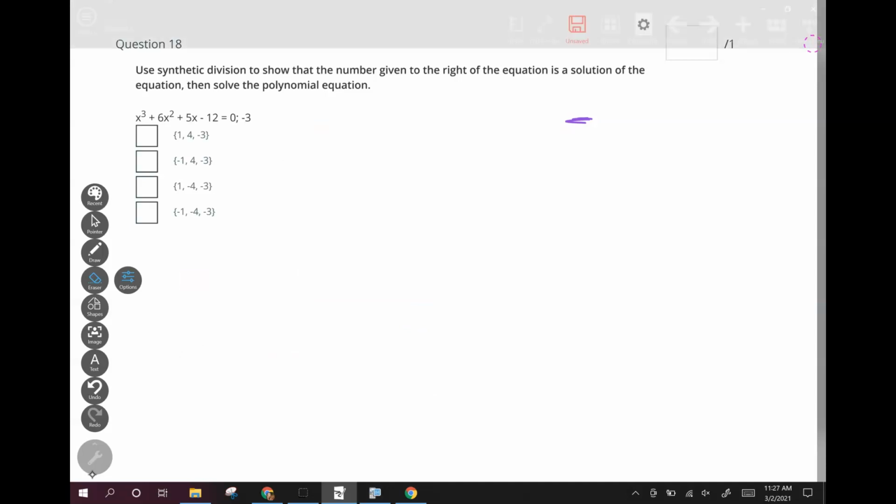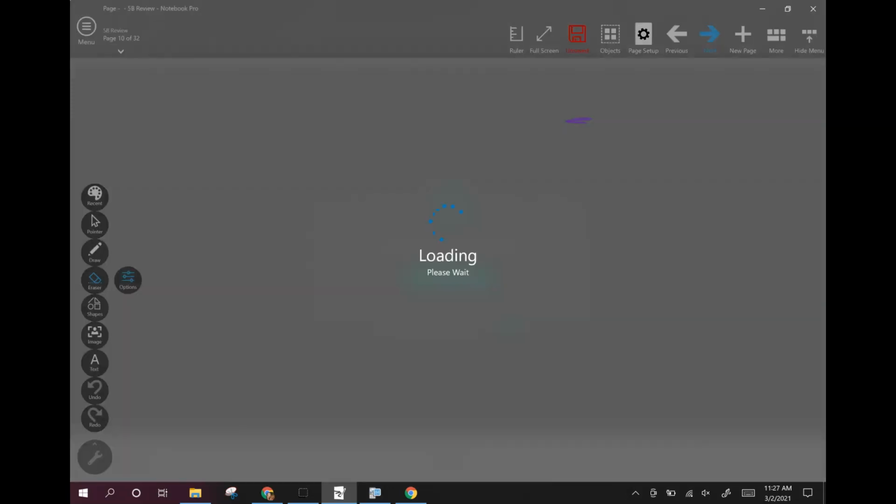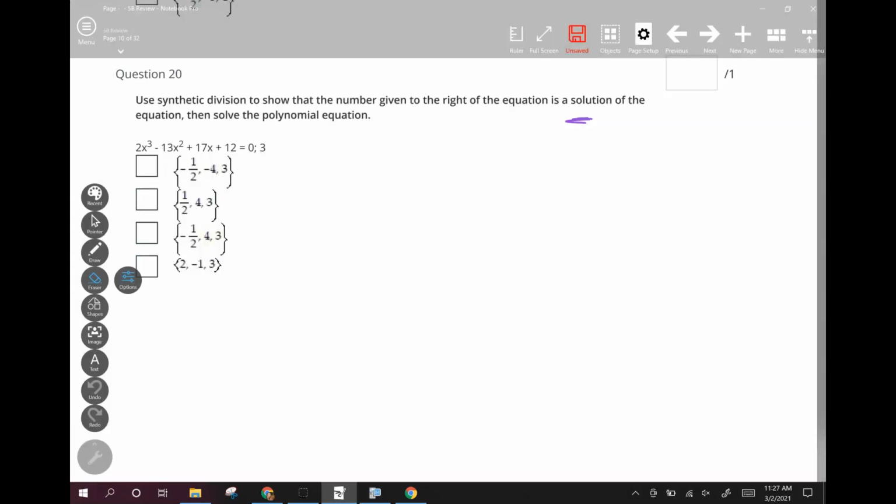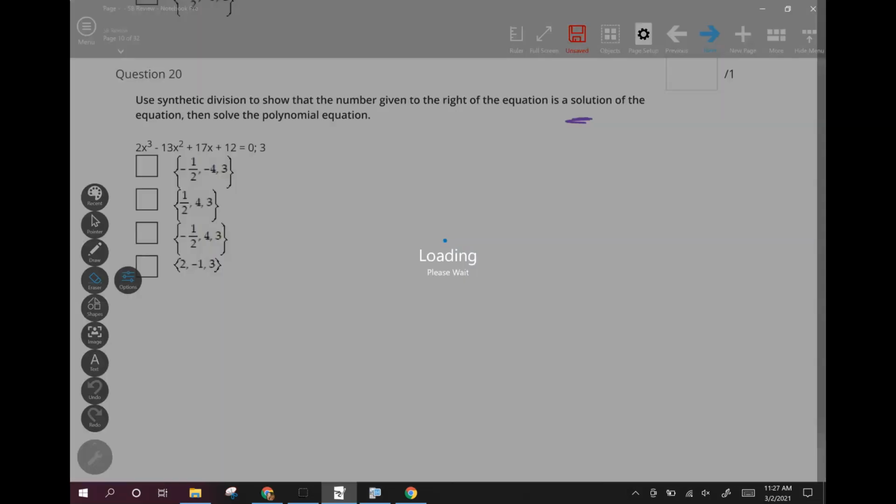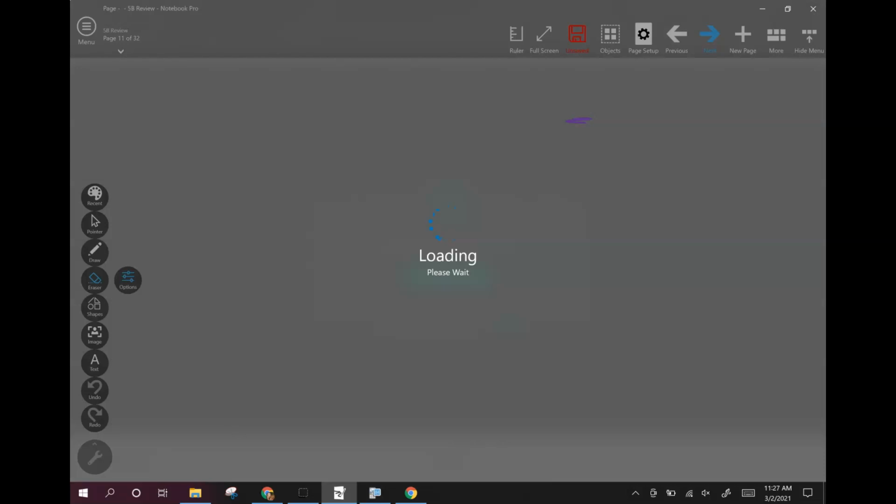All right, same thing on 18. So divide out the 0 that they give you, and then factor what's left. Same thing on 19 and 20.